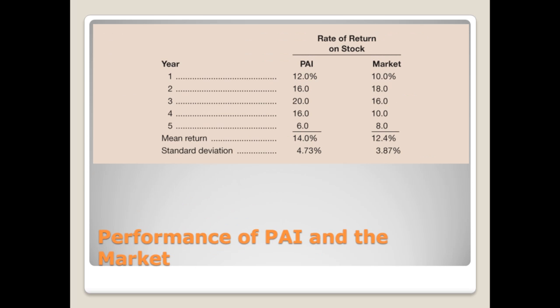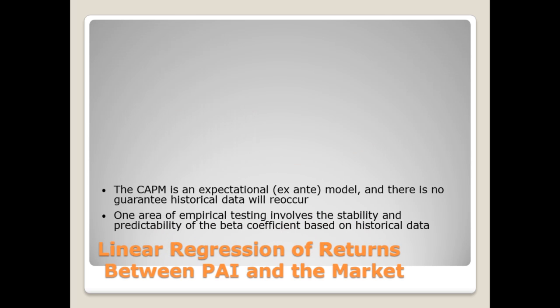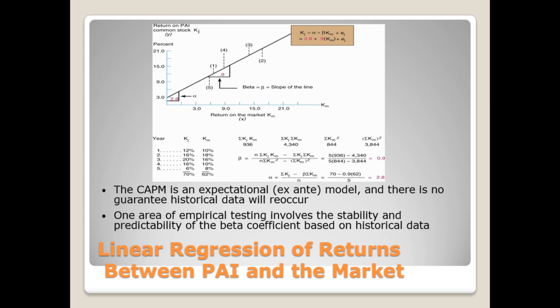Performance of PAI and the market. And you can also use that for linear regression of returns between them. It says the CAPM is an exceptional model and there is no guarantee historical data will reoccur. One area of empirical testing involves the stability and predictability of the beta coefficient based on historical data.